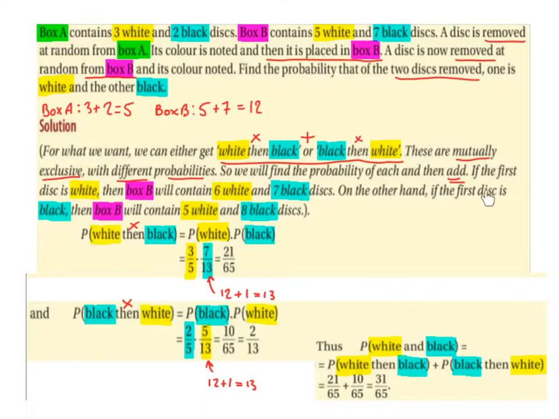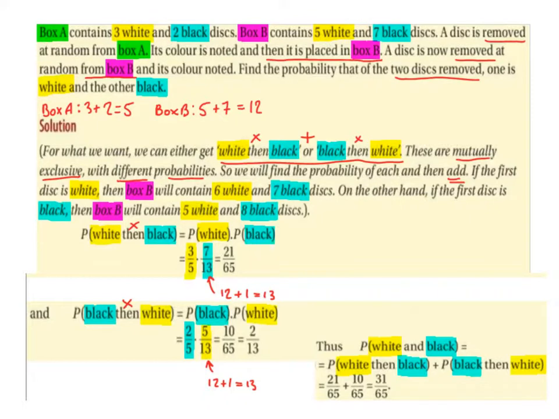On the other hand, if the first disc is black, so if we took a black disc from box A and put it into box B, then 7 plus 1 makes 8. There would then be 8 black discs, but there would still only be 5 white discs. So box B will contain 5 white and 8 black discs.